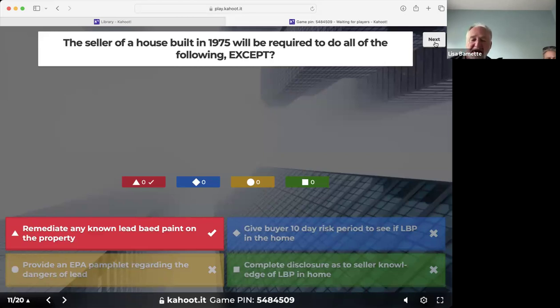The sellers are obviously going to rely on their agents to get it, but they could get it off the commission website easily enough. Complete disclosure as to seller's knowledge of lead-based paint. Now, notice what it says there, that the seller does, in fact, have to disclose if they are aware of lead-based paint in the home. But trust me, most sellers would never know unless they had the house tested.